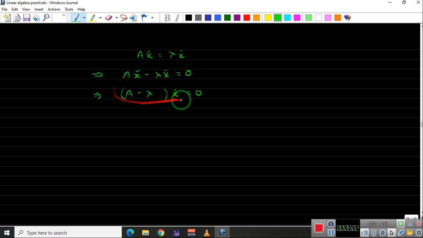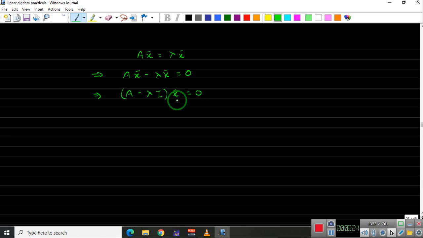As it is, this is not the proper equation, because lambda is a scalar and A is a matrix. You cannot subtract a scalar from a matrix. So we will take the identity here, and then we get the equation: A minus lambda I into x bar equals 0.